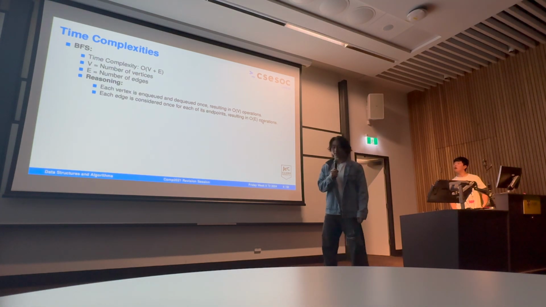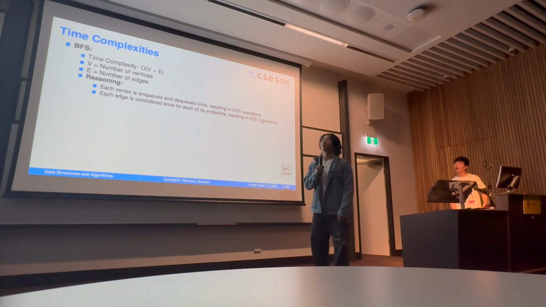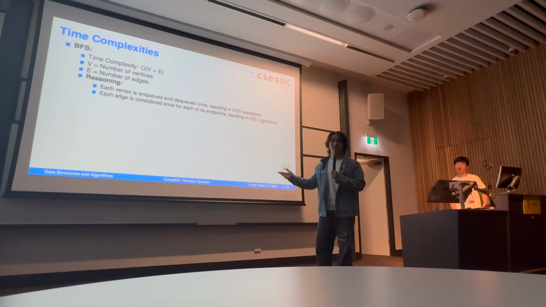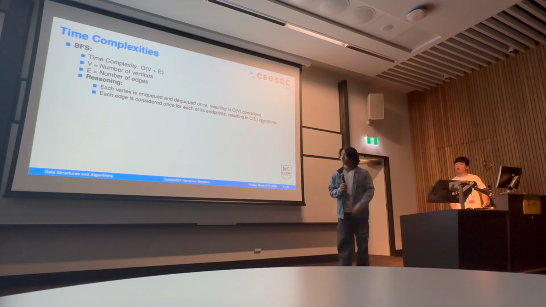Now you might be concerned that each edge could be connected to more than one node, and therefore we consider it multiple times. And yes, that's true. It will be considered at most twice. Actually, it will always be considered twice, because an edge can only connect two nodes, right? So it will be considered from each node once. But this is fine. This is just O of 2 times E, which is still O of E.